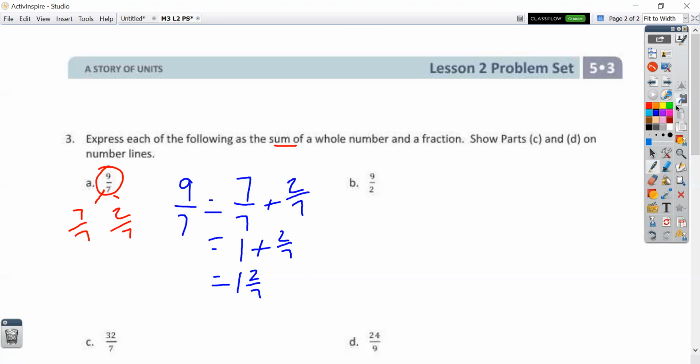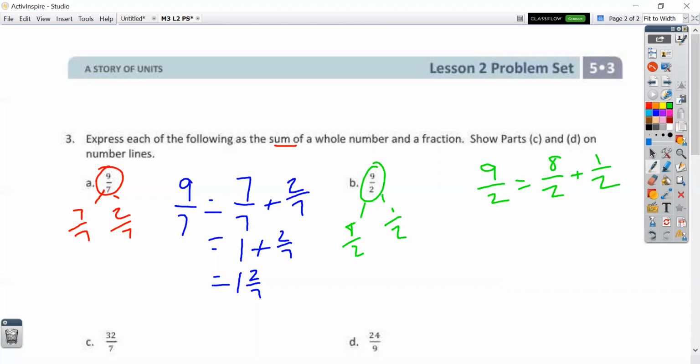Let's try that together with B. And I see the fraction 9/2. So we have to ask ourselves, how many wholes can we take out of that? How many 2/2 can we take? So if we count by twos, 2, 4, 6, 8, 10, 10 would be too many. So we can take 8/2 out of here, which would leave us with 1/2 left over. So let's go ahead and write that, express it as a sentence. So 9/2 is equal to 8/2 plus 1/2.